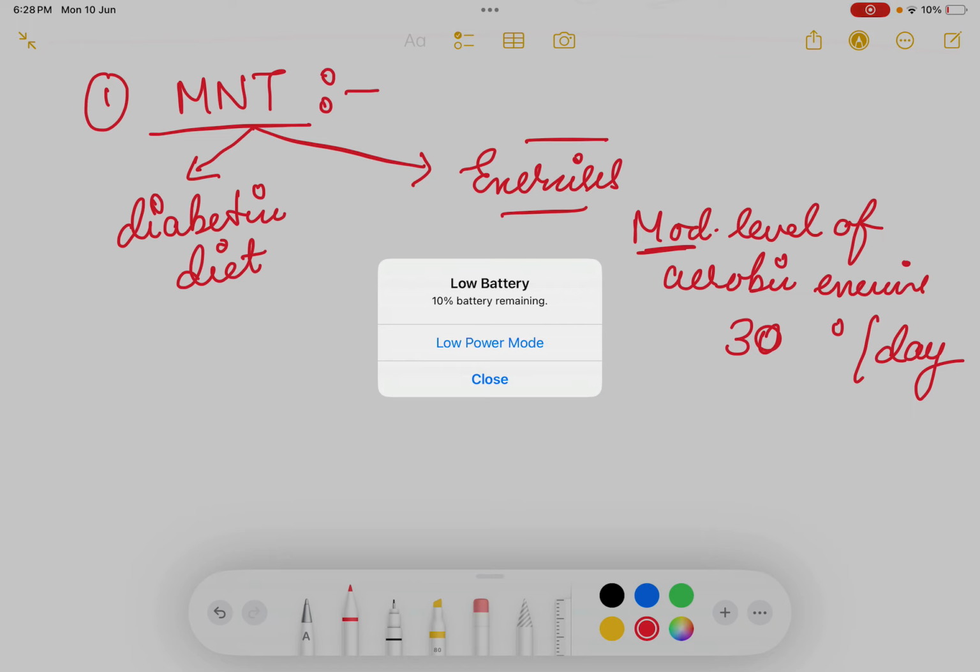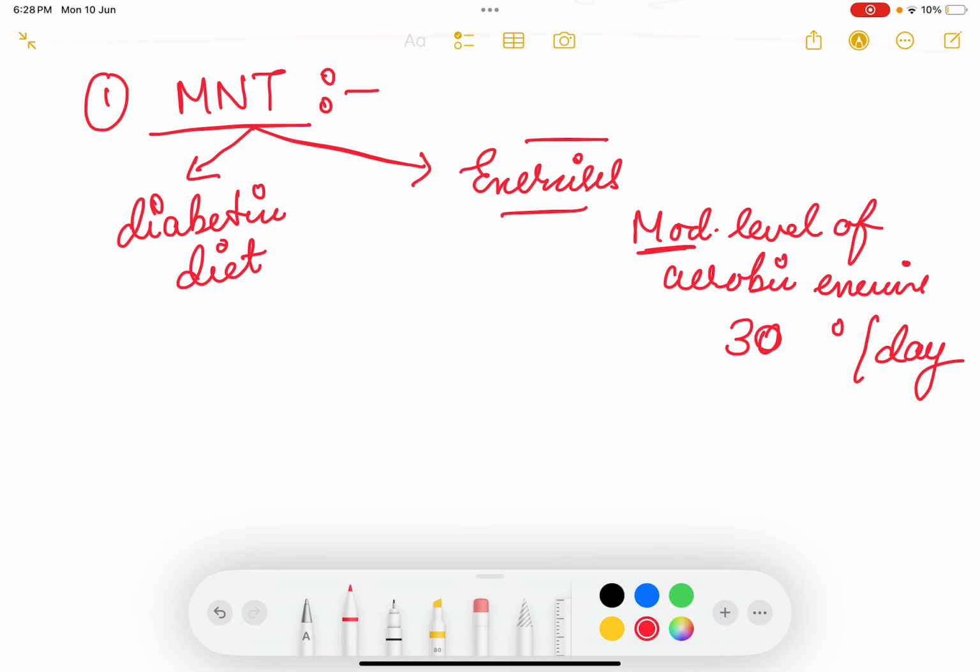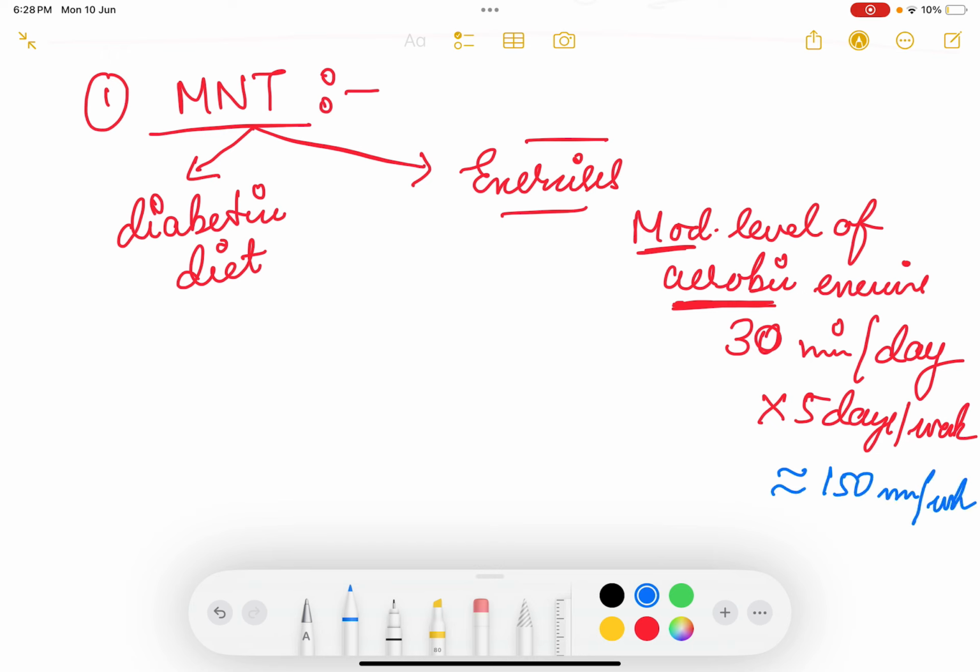And they should be aerobic exercises. एरोबिक एक्सरसाइजेस मतलब फ्रेश एयर में एक्सरसाइजेस करेंगे. And it should be 30 minutes in a day for 5 days a week. So in a week 5 days she should be working. It means the total amount is 150 minutes per week. 150 minutes per week हो गया exercises she should be doing. Okay, this much is required.